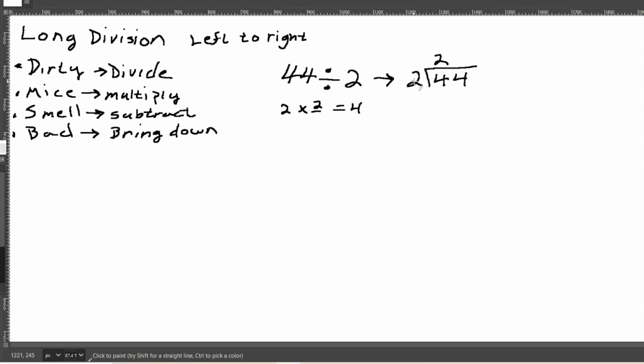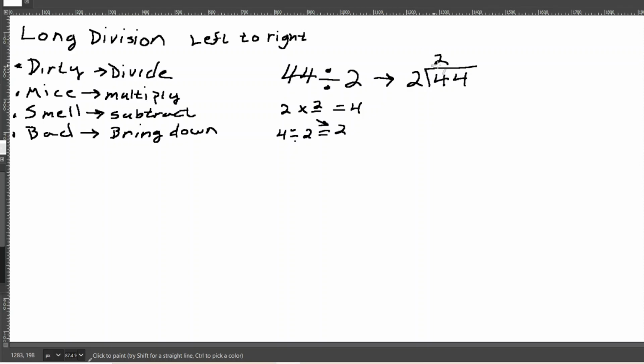So now that we've divided, 2 fits into 4 twice. So 4 divided by 2 is equal to 2. That's where this 2 is coming from. I realize I probably shouldn't have picked something with the same numbers. Bear with me. So multiply.